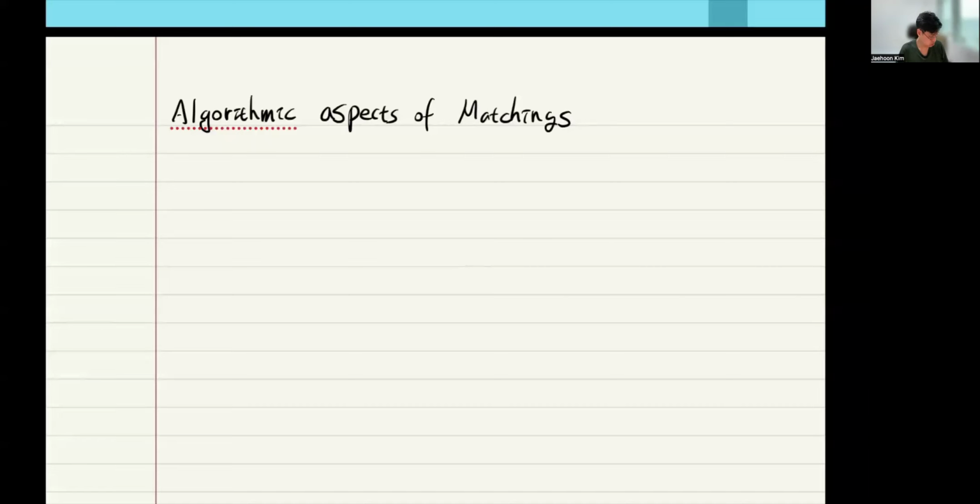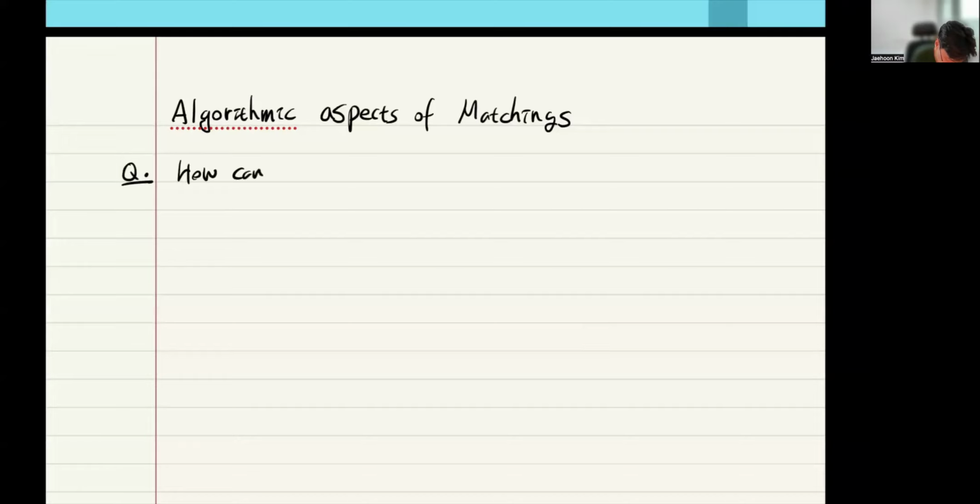So we have learned about matching in graphs, and we proved the formulas to compute the size of the largest matching in a graph. Okay, then what's the next question? The next natural question is how can we find the largest matching in a graph? So this is a natural question.